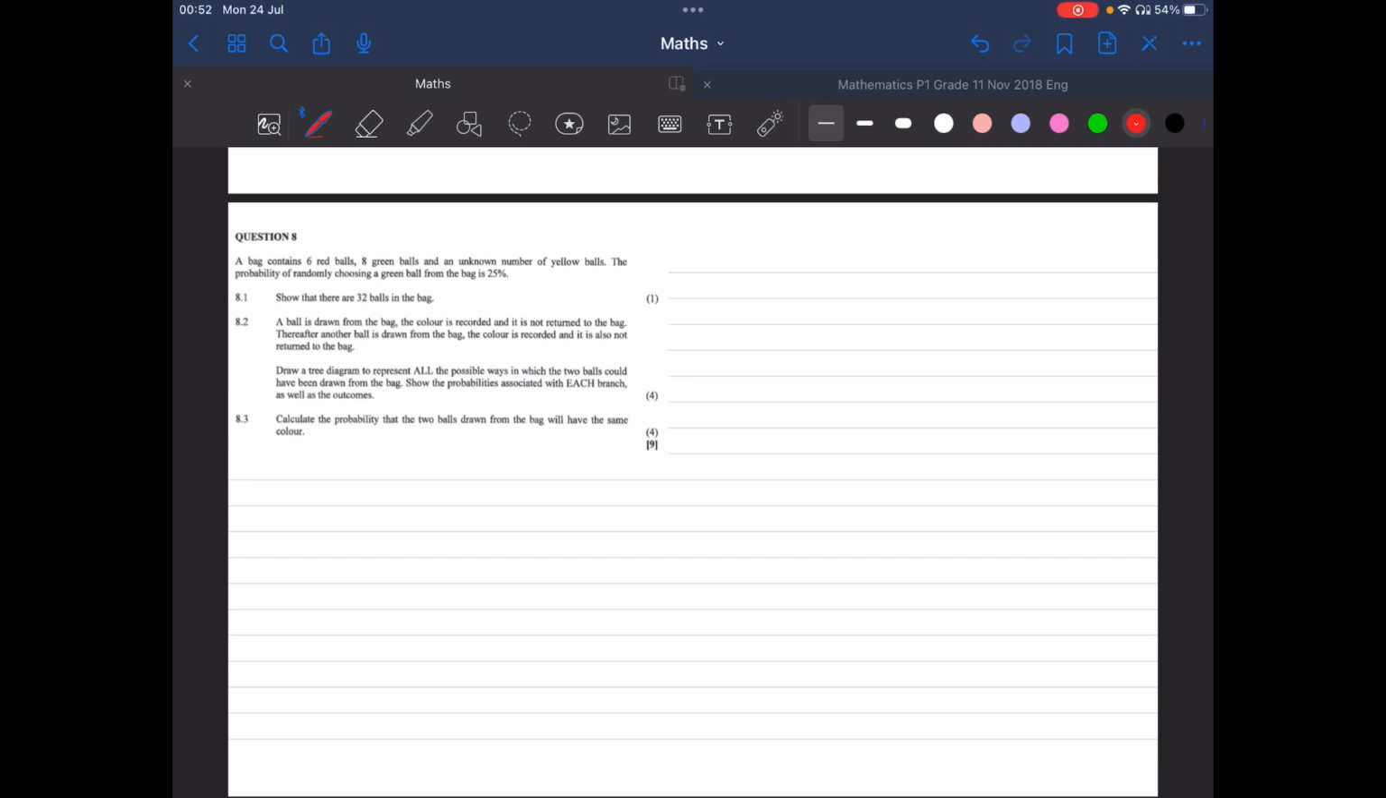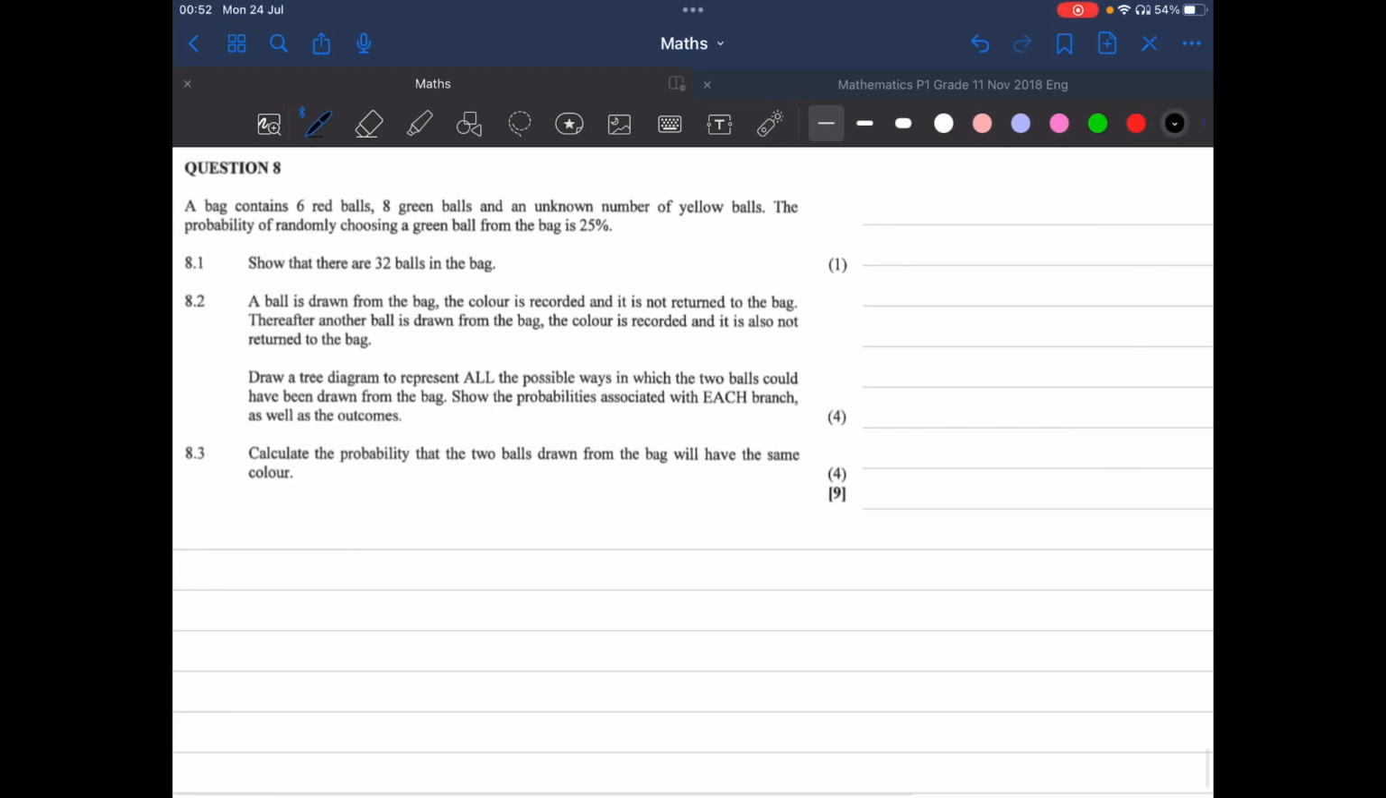Okay. Let's now look at question 8. So this is now probability, right? Let's read the question, see what it says. A bag contains 6 red balls, 8 green balls, and an unknown number of yellow balls. The probability of randomly choosing a green ball from the bag is 25%. Show that there are 32 balls in the bag.